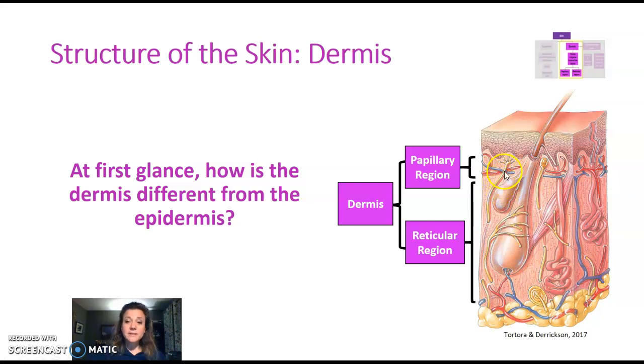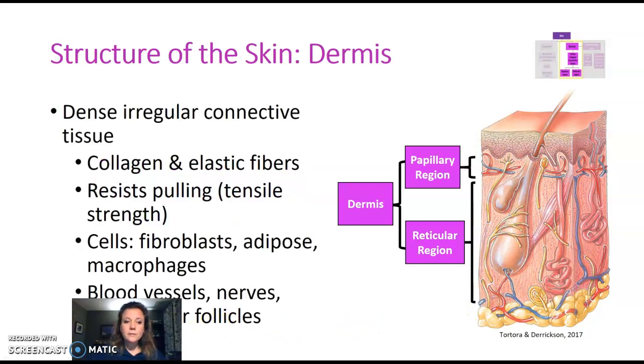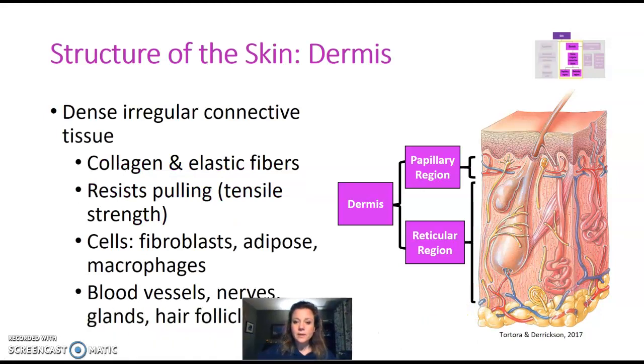Well, at first glance, hopefully you've maybe noticed something about the different layers. There are very clear layers in the epidermis, starting with the stratum basale and then moving all the way up to the stratum corneum. Whereas in the dermis, you don't really have those very distinct layers of cells. Rather, it looks kind of uniform all the way through.